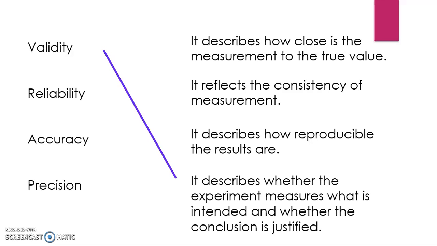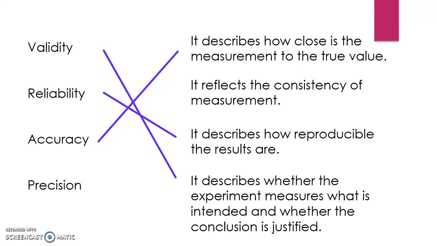Reliability describes how reproducible the results are. So by definition, you can only comment on reliability when you have more than one set of data. Your experiment has to be repeated for you to know if your experiment is reliable or not.